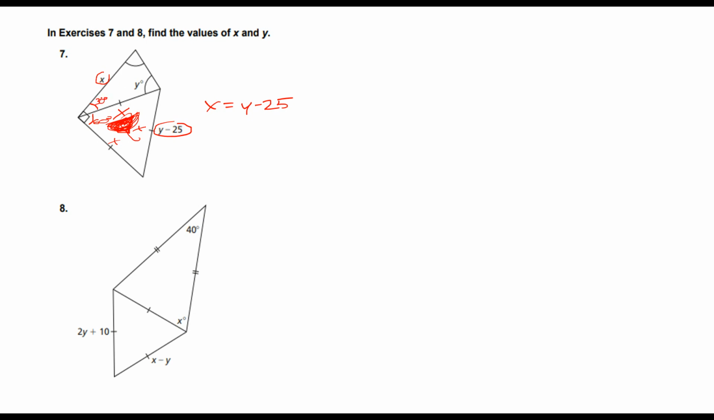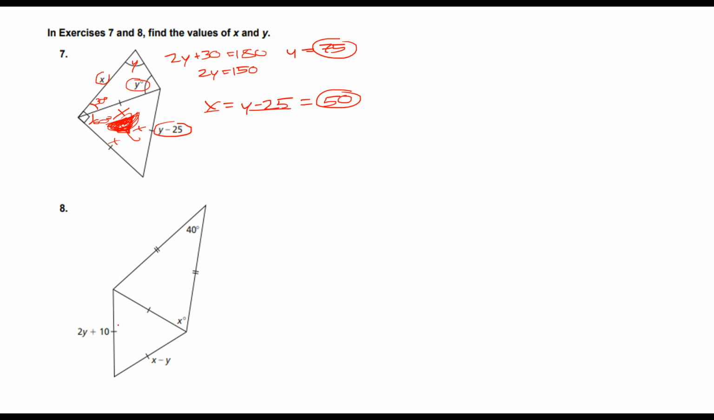Well, now I can start working backwards and finding y, because y is in this corner, y is in this corner. So 2y plus 30 equals 180. From there, I would subtract the 30 and get 2y is equal to 150. So y is equal to 75. And I already found out that x is equal to y minus 25. So I know that 75 minus 25, that's 50. Okay. x is 50, y is 75. Okay, hopefully number 8's a little bit less challenging than that.